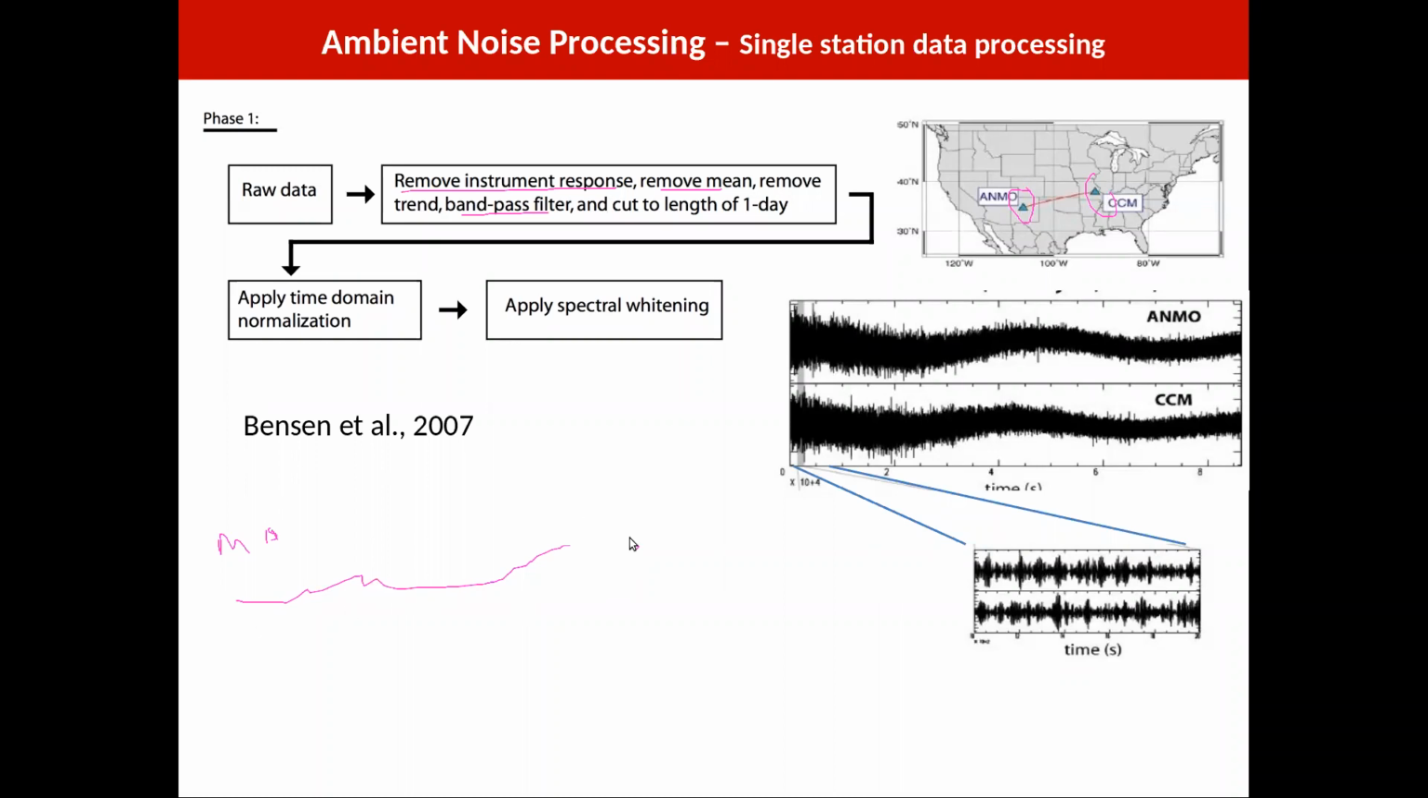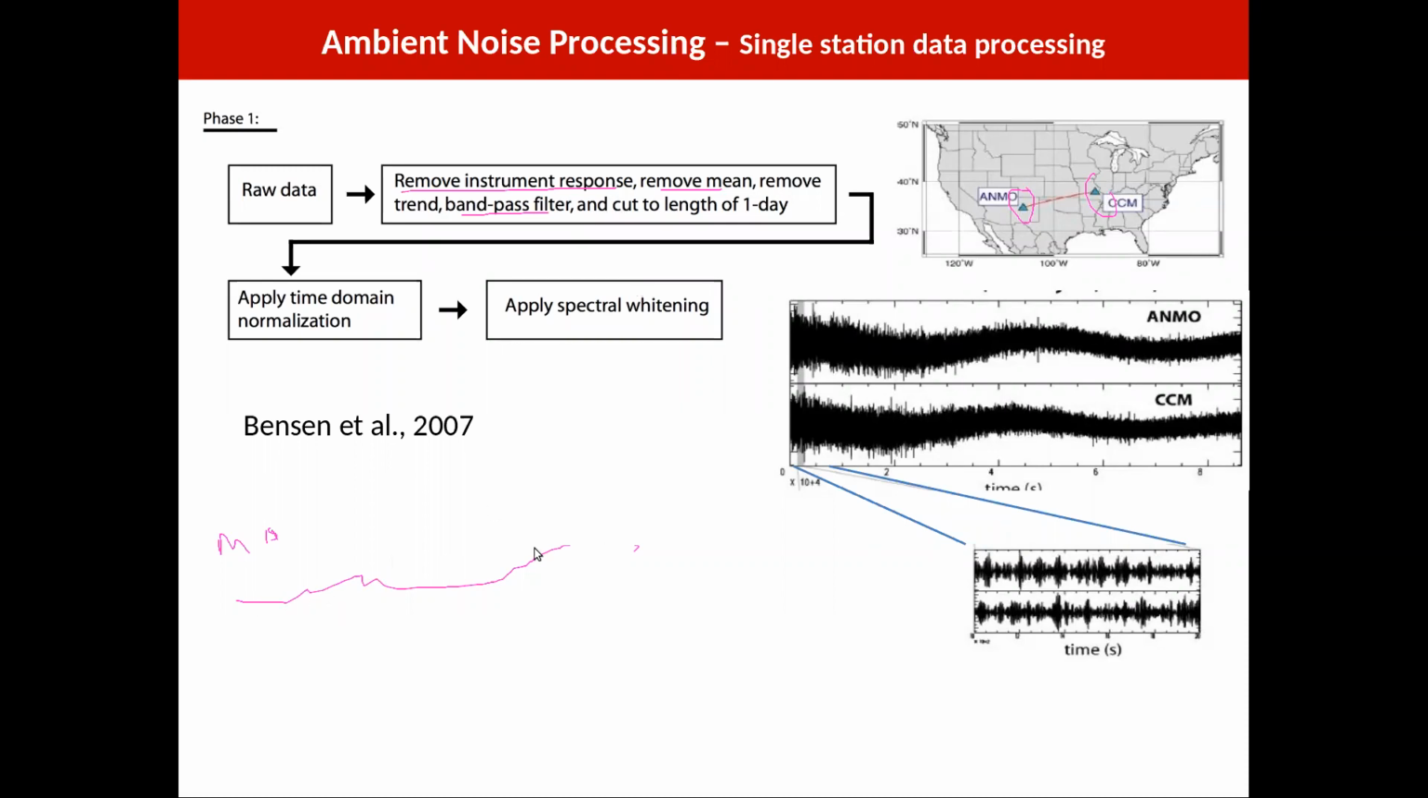So let's say you have this time series, then you just remove the instrumental response. So you deconvolve. You remember that the other day we said that the earthquake waveform is the source, convolved with the medium, and convolved with the instrumental response, with the station response. So the first thing is to deconvolve this out of the waveform, and then you remove the mean, and then you remove the trend.